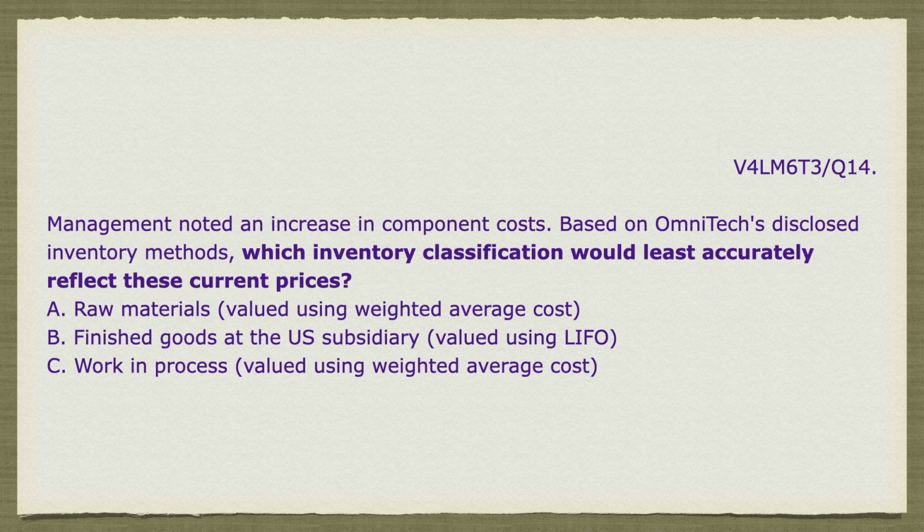Management noted an increase in component costs. Based on Omni Technicians' disclosed inventory methods, which inventory classification would least accurately reflect these current prices? A. Raw materials, valued using weighted average cost. B. Finished goods at the U.S. subsidiary, valued using LIFO. C. Work in process, valued using weighted average cost.